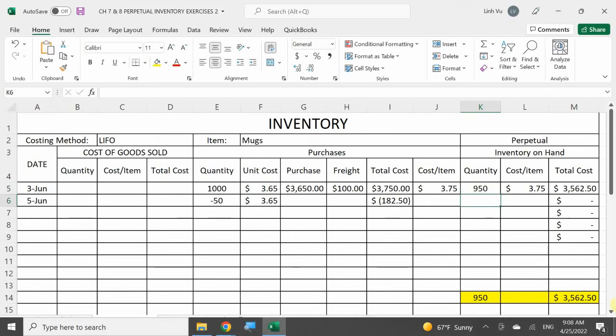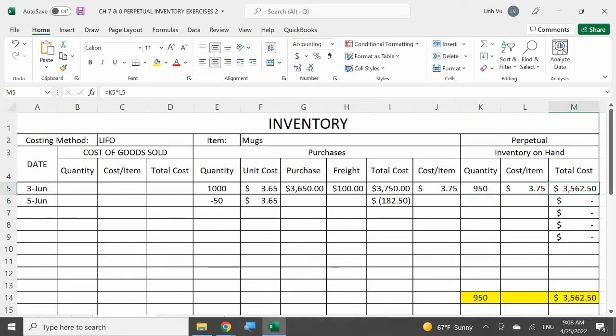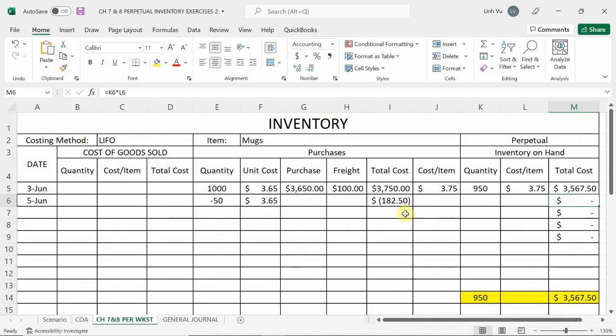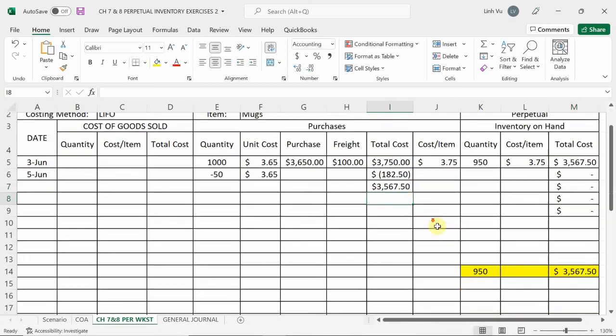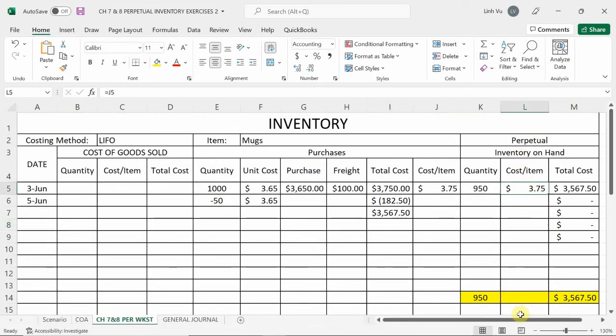But my total cost is no longer $3,750 anymore. It's $182.50 less. So what you could do here is $3,750 minus $182.50, which should give you $3,567.50. Okay, you could do your math over here just to confirm it. You should get $3,567.50.